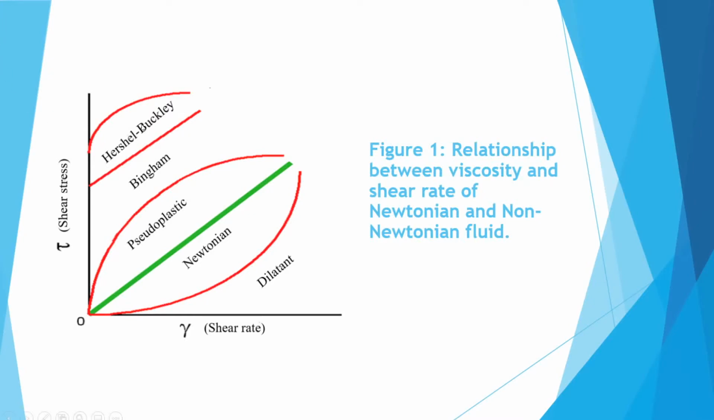Here is the relationship between viscosity and shear rate of Newtonian and non-Newtonian fluid. It is a linear relation for Newtonian fluid. This is the behavior of dilatant fluid. As we increase the shear rate, shear stress also increases. In pseudoplastic fluid, as we increase shear rate, viscosity decreases or shear stress decreases.